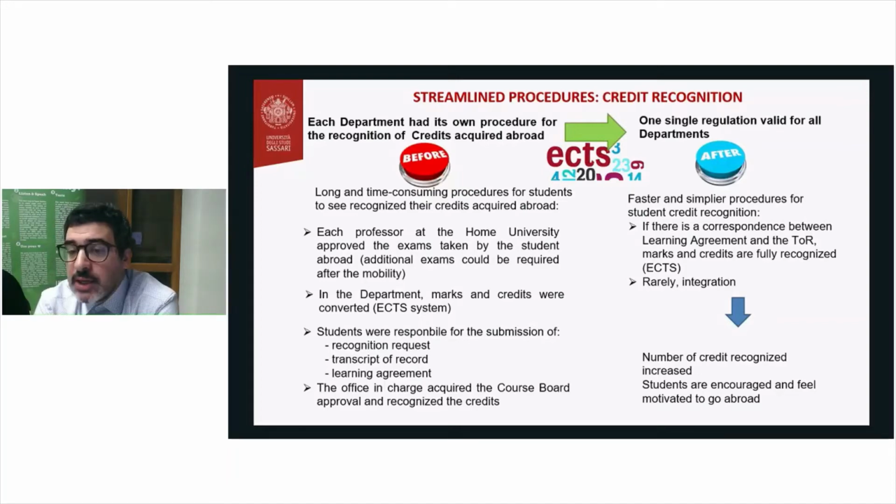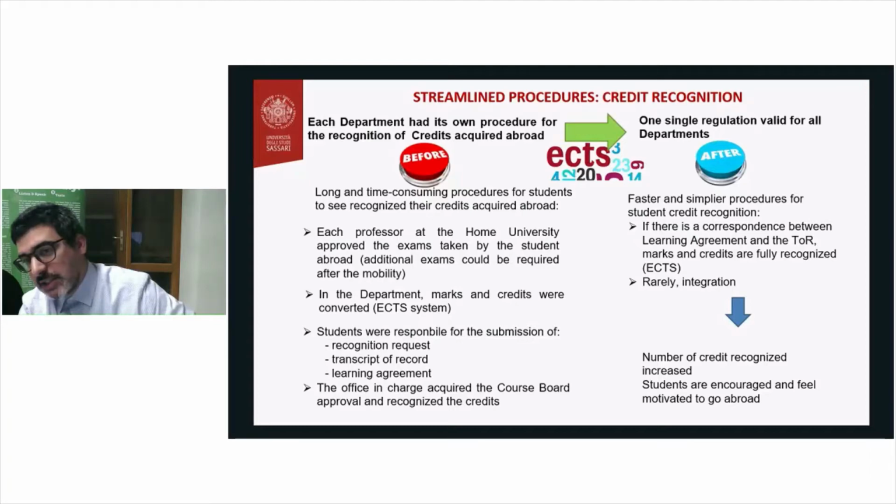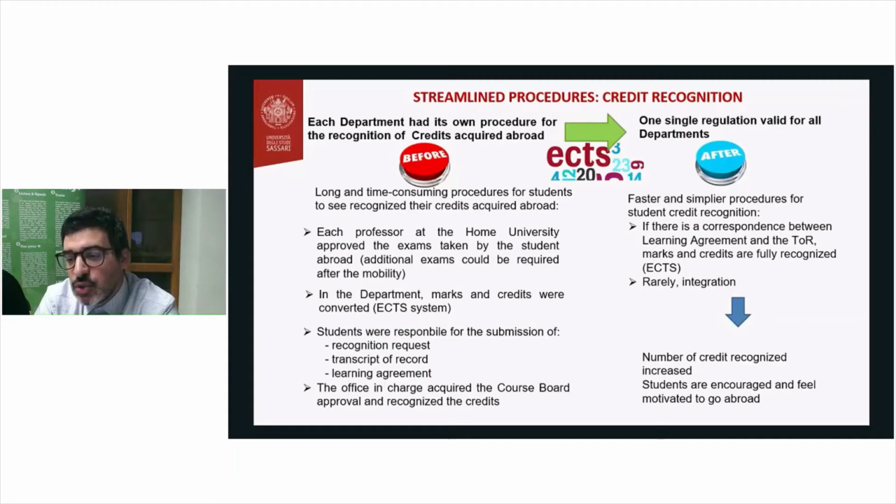Okay, so let's start from the procedures connected to credit recognition. Some 10 years ago, we had faculties, which are now called departments, we used to have 14 of them and now it's 10, and each of them had its own procedures for the recognition of credits. At that time, it felt at the department level that it was necessary to keep the steering wheel, to be the ones who decided over everything to do with credit recognition. But it was a long and time-consuming procedure for both the students and the administration.